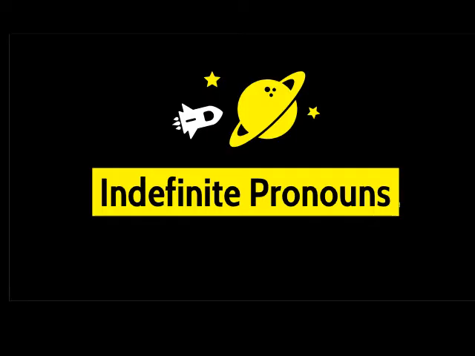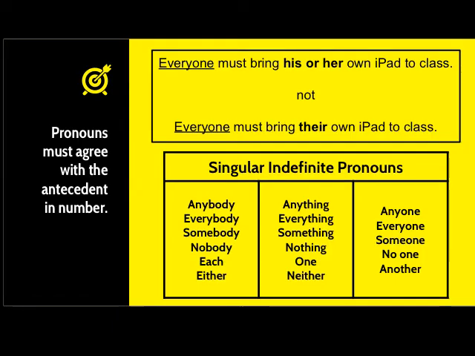Indefinite pronouns have the same rules of agreement that subjects and verbs do. In the case of indefinites, they must agree with the antecedent in number, and this is where it becomes important to recognize immediately what a singular indefinite pronoun is versus a plural indefinite pronoun. We have the chart here with all of our singular indefinite pronouns, so we know that because they're singular, they need to have a singular pronoun following them.